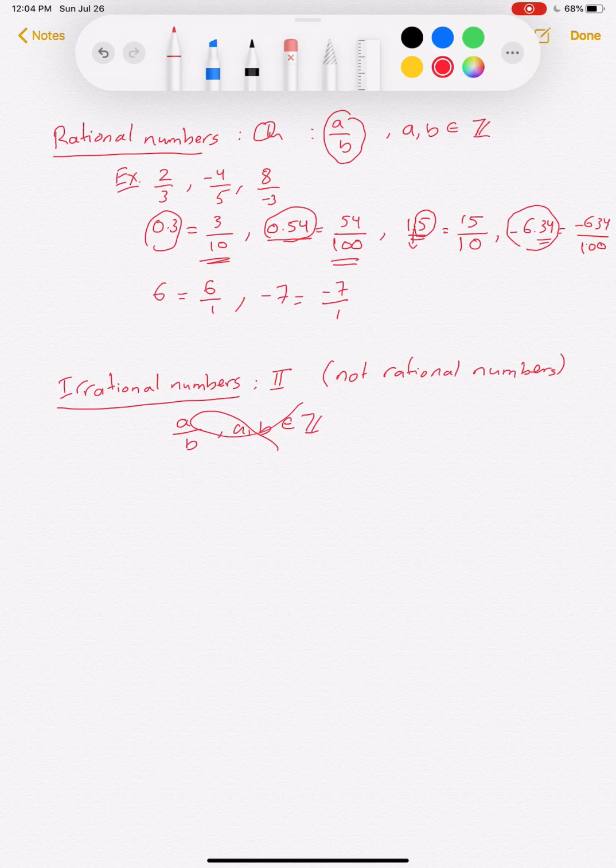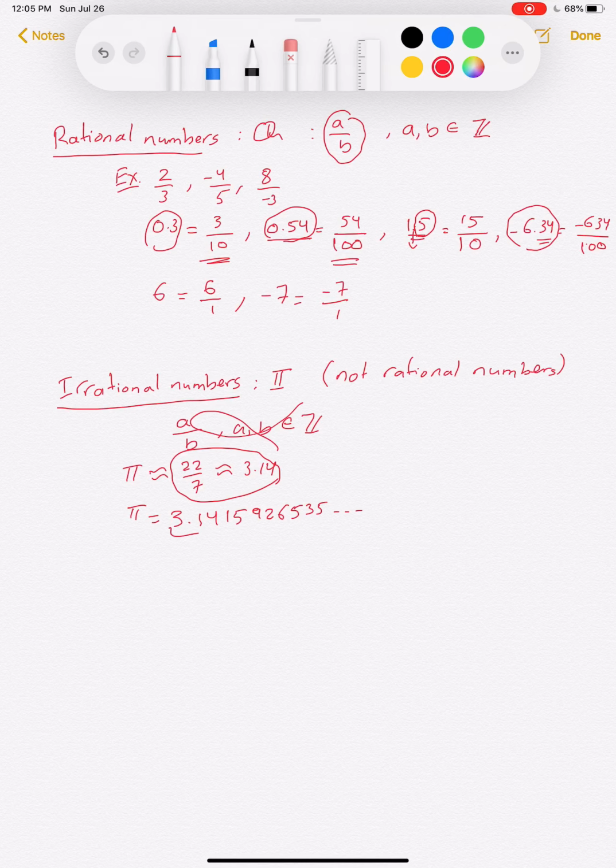For example, there's a special number called pi. Most people know pi as 22 over 7 and sometimes 3.14. These are only approximate values for pi. Actually, pi is equal to what? 3.141592653 and it continues. It doesn't stop.